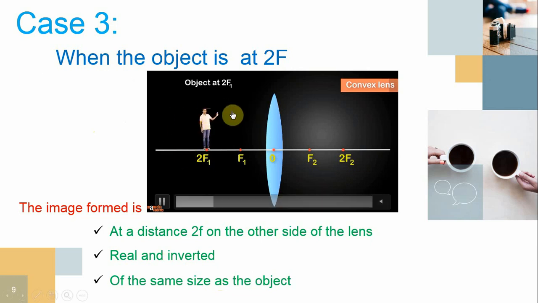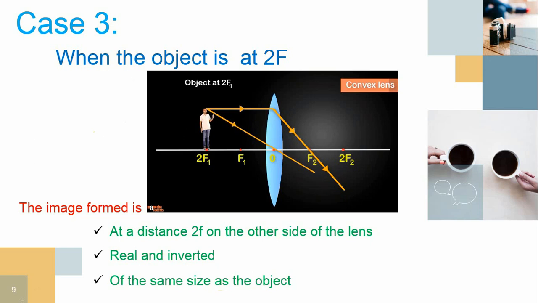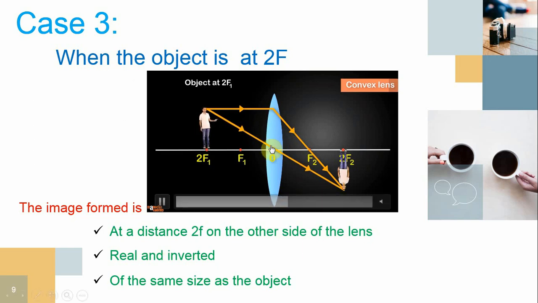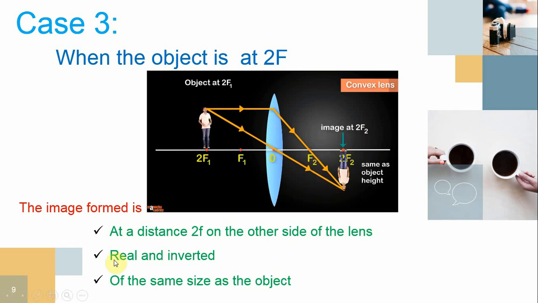The first ray is parallel to the principal axis. It passes through the focus, and the second ray passes through the optical center and does not change the direction. The image is formed at 2f, that means beyond the lens. The nature of the image is real and inverted, and the size of the image is same as the size of the object.